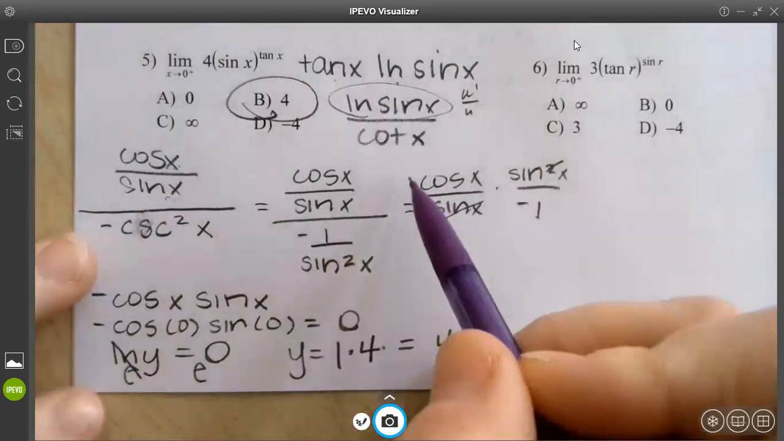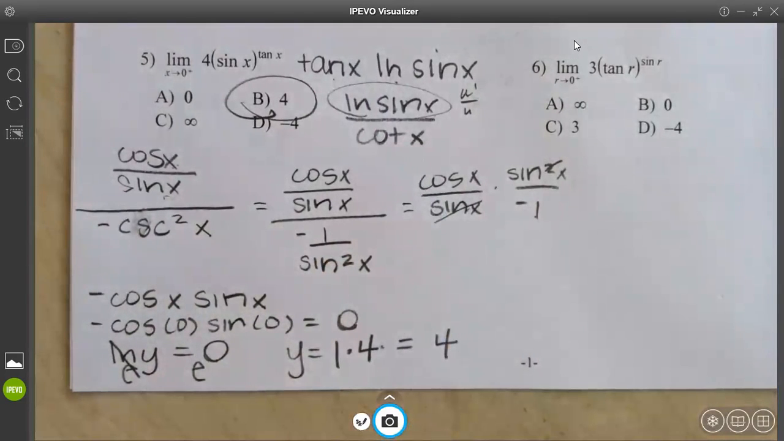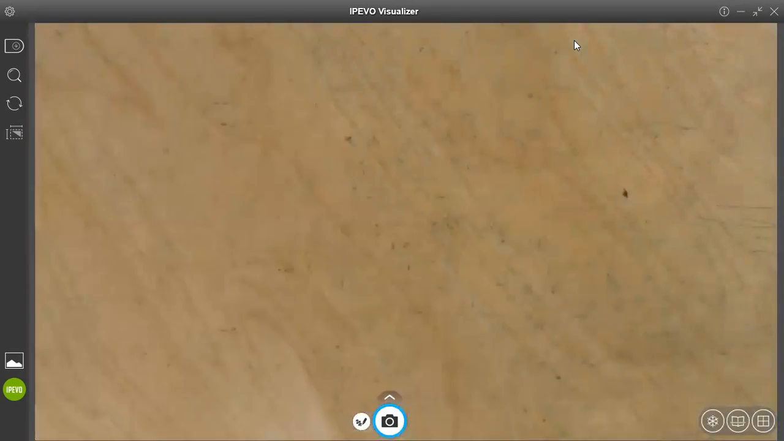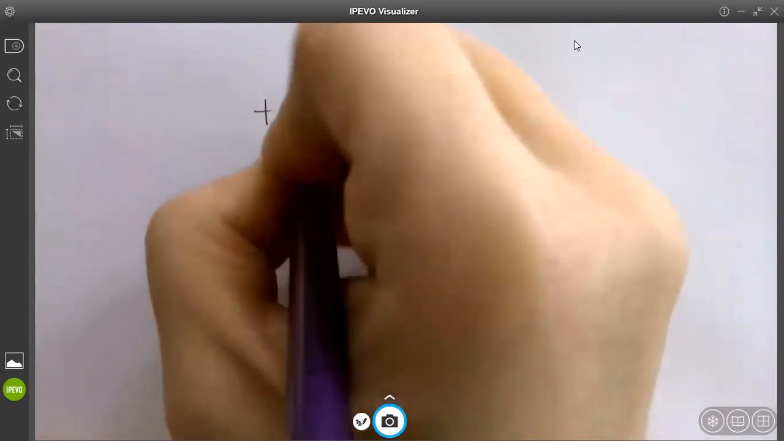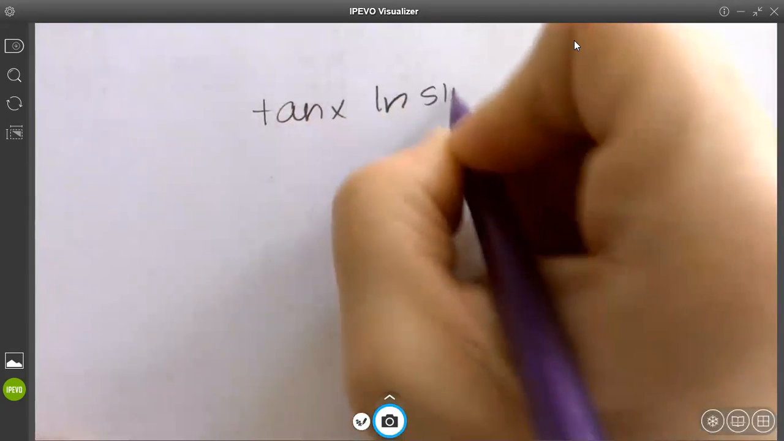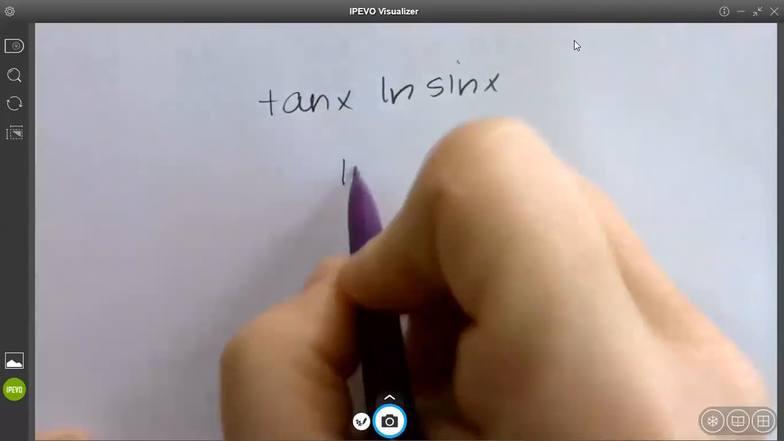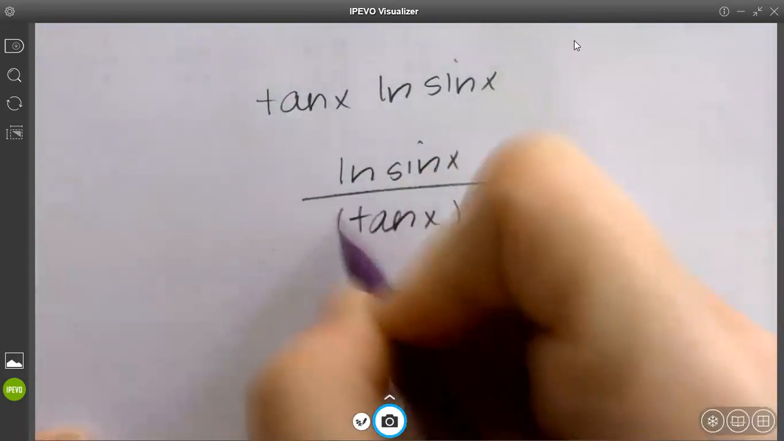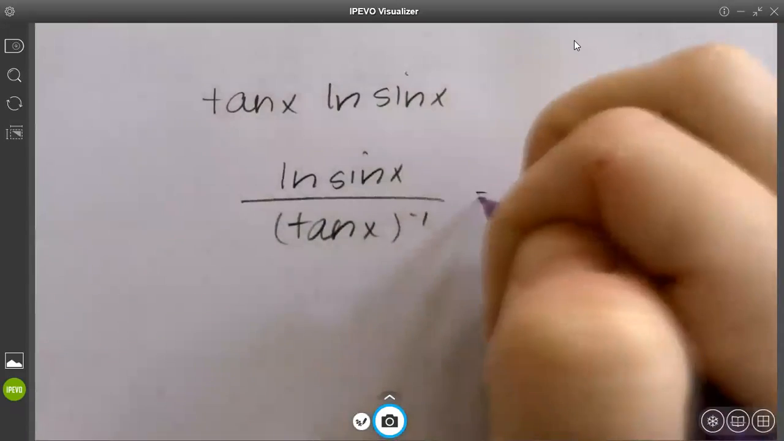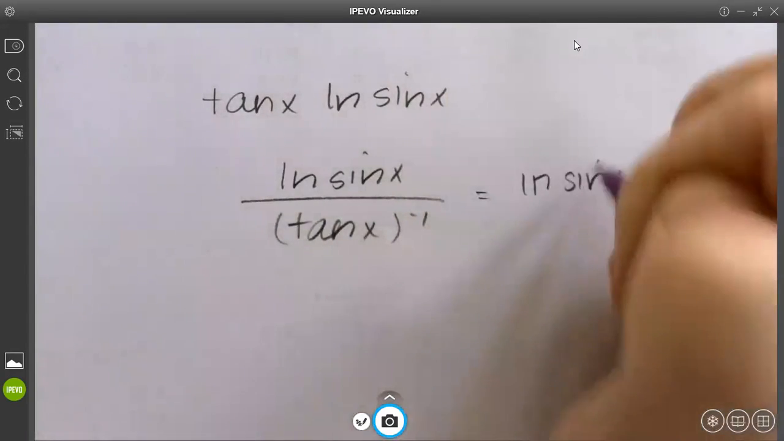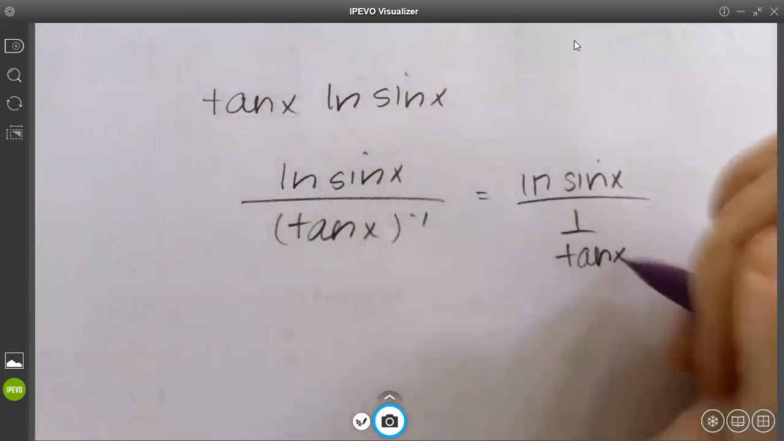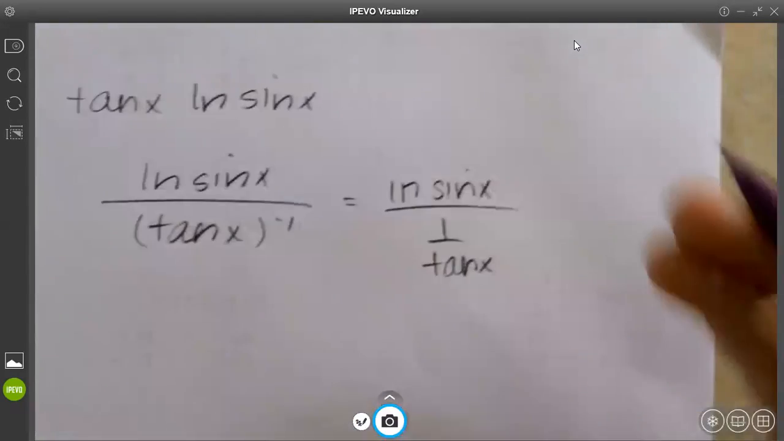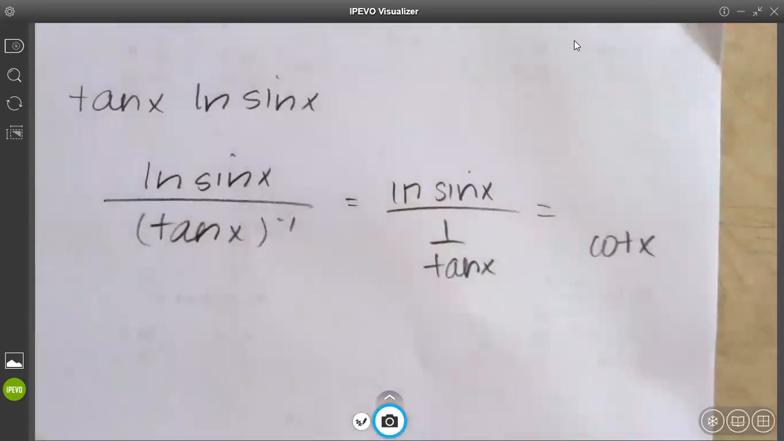Where we had to put the tangent on the bottom. So remember how it would be like tangent to the -1, but we can write it as a fraction. So 1 over tan, which is cotan. So here's what I'm saying, just so you can see it. We had tan x, ln sin x. So we want to put tangent on the bottom, so it'd be tan x to the -1. Another way we write that is 1 over tan instead of having the -1 power. And then 1 over tan is cotan.